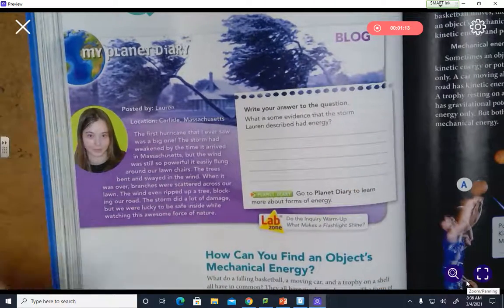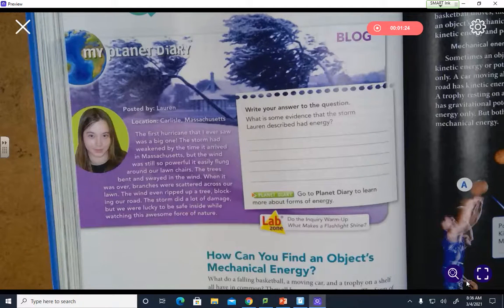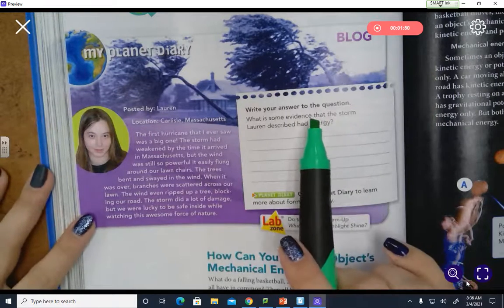The My Planet Diary starts out, this was posted by Lauren, who lives in Carlisle, Massachusetts. It says, the first hurricane that I ever saw was a big one. The storm had weakened by the time it arrived in Massachusetts, but the wind was still so powerful. It easily flung around our lawn chairs. The trees bent and swayed in the wind. When it was over, branches were scattered across our lawn. The wind even ripped up a tree, blocking our road. The storm did a lot of damage, but we were lucky to be safe inside while watching the awesome force of nature. It says write down your answer to the question.